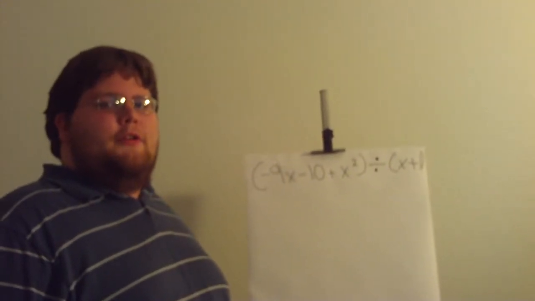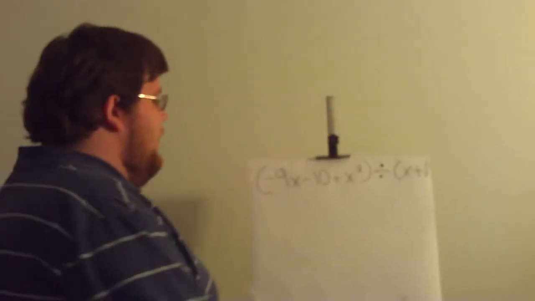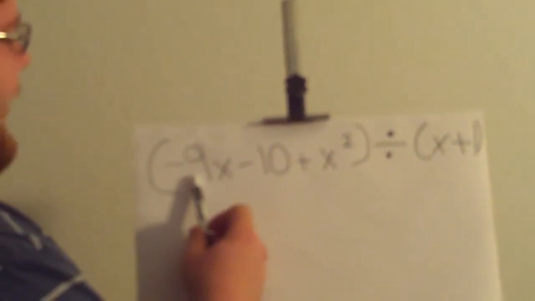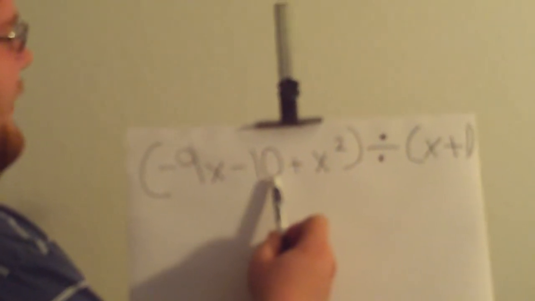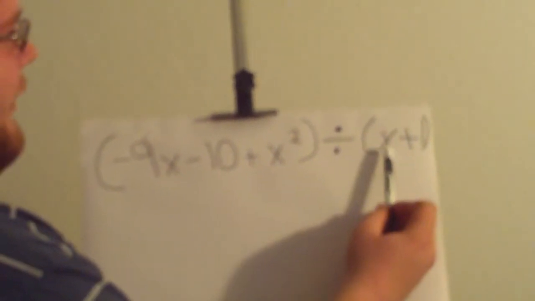Hi, I'm here today to show you how to divide polynomials using long division. Right here I have a polynomial and a divisor. What I have here is negative 9x minus 10 plus x squared, divided by x plus 1.